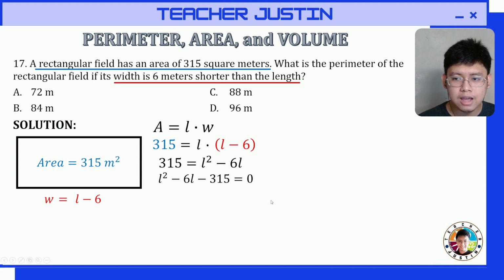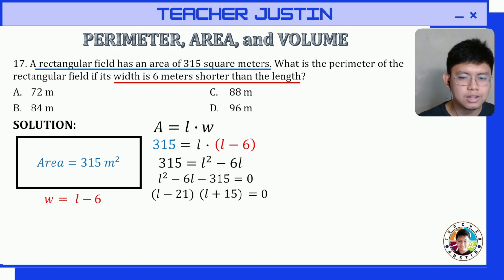So, isip tayo ng factors ni negative 315 na pag inadd natin, the answer is negative 6. So, yung factors natin will be L minus 21 times L plus 15. So, pag inadd natin si negative 21 at si 15, that will give us negative 6. So, ito yung tamang factor niya. And it is equal to 0. Now, pag nakuha na natin yung factored form, let's equate each factor to 0.